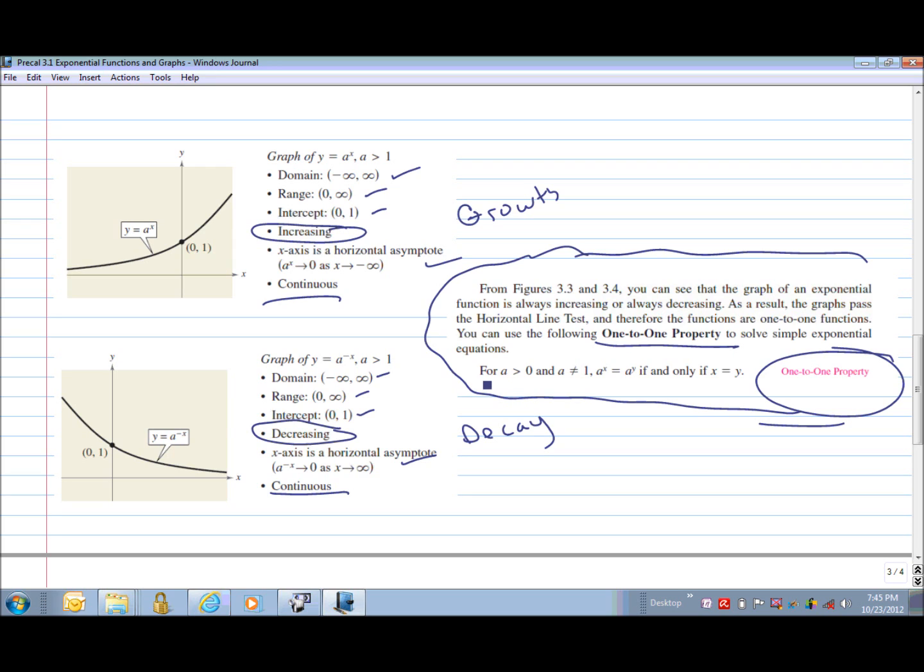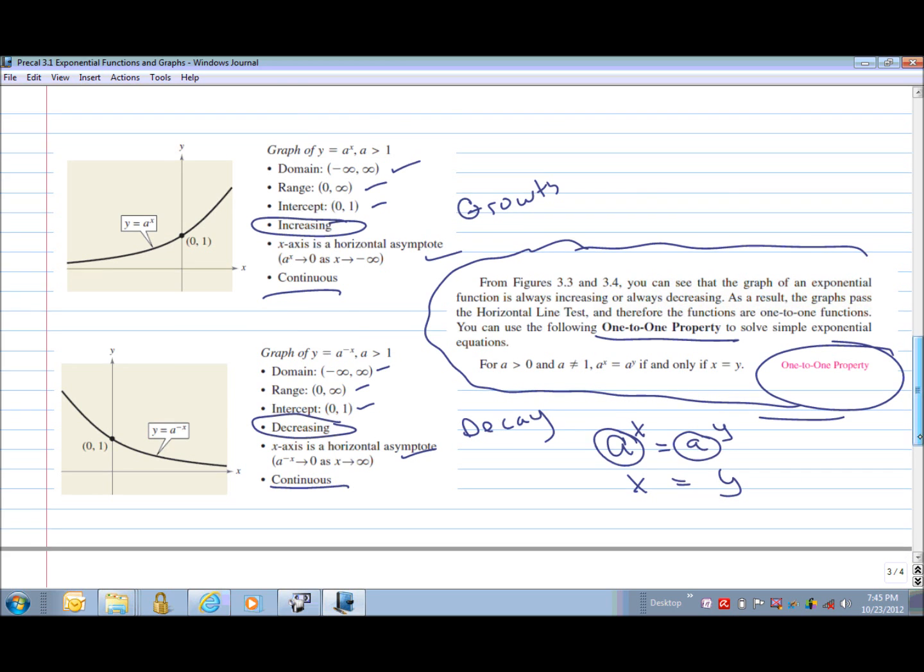So look here. For a being greater than 0 and a not equal to 1, which is true for all our exponentials, then a to the x equals a to the y if and only if x is equivalent to y. The bases would have to be the same, and then the exponents would be equal to one another. Let's use this property in a couple of examples.